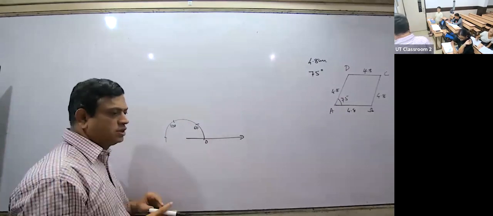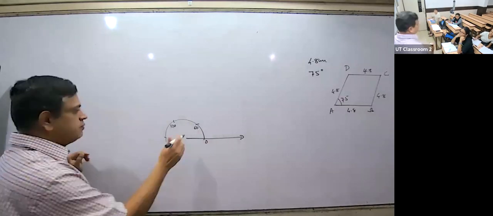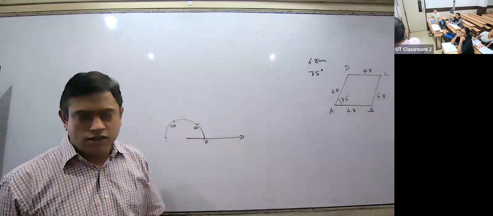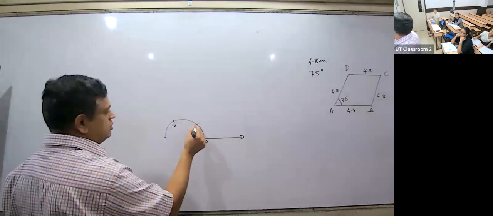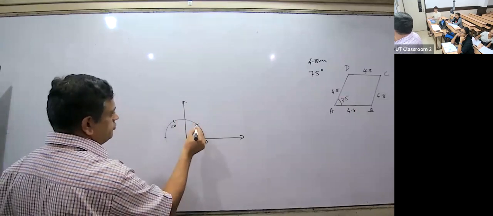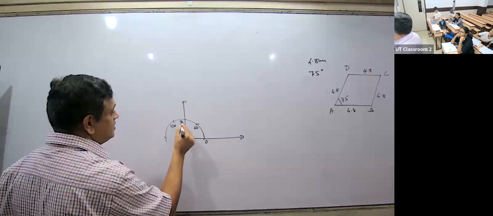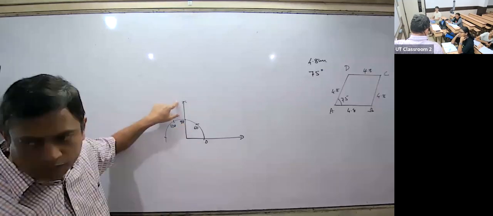If I join this one, next, 90 degree. You know, bisecting means more than half and cut. Join it. More than half from here and here. This point is called 90 degree. This is not the 90 degree point. This is 90.